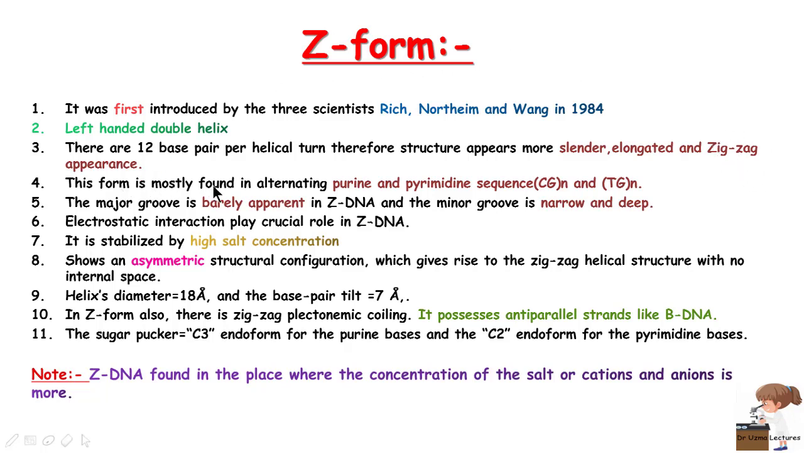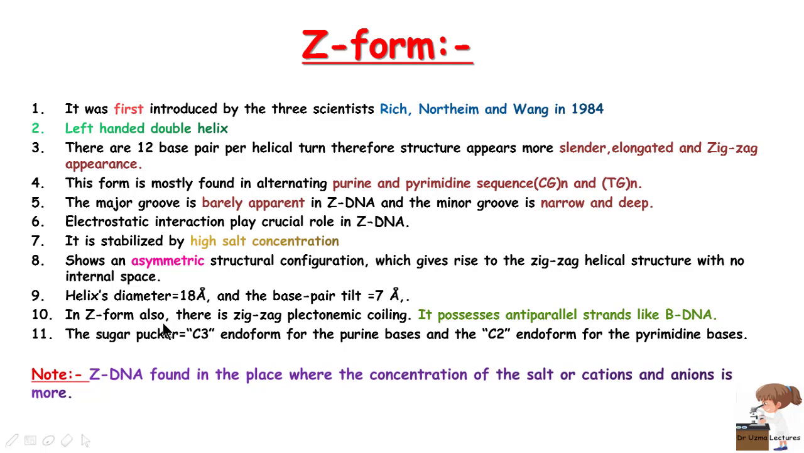This form is mainly found in alternating purine and pyrimidine sequences. It is stabilized by high salt concentration. It shows an asymmetric structure configuration which gives rise to a zigzag helical structure with no internal space. Its helical diameter is 18 angstrom and its base pair tilt is 7 angstrom.